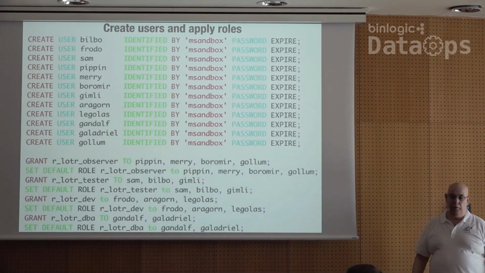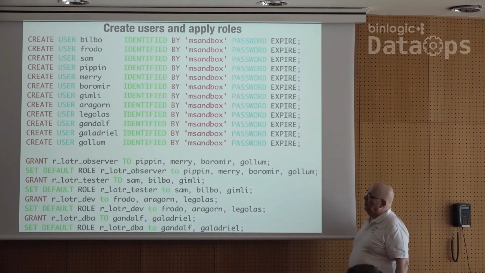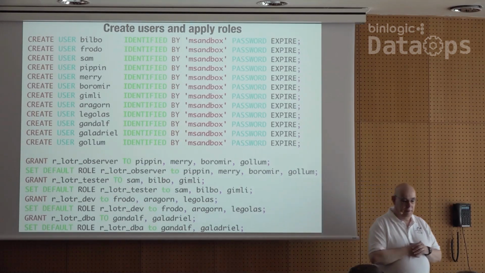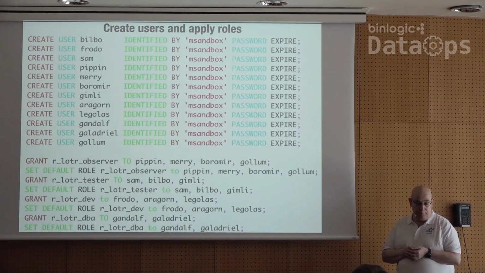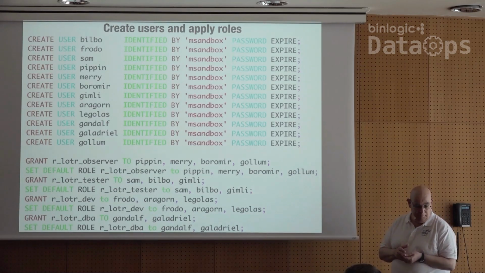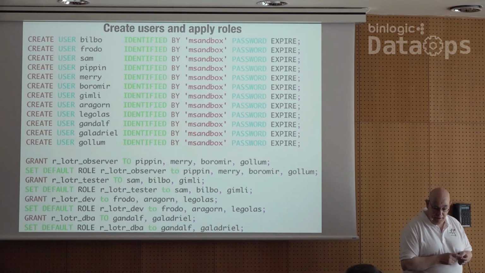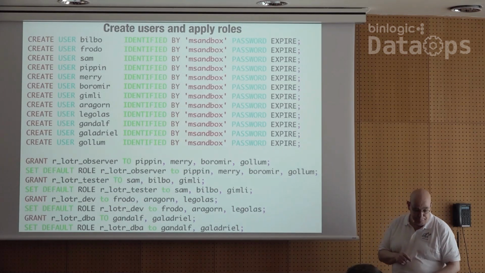And then we make the most beautiful list of users that you can ever see. And you see you have Bilbo, Frodo. If you know the Lord of the Rings, these are your guys. So we have observers that are Pippin, Merry, Boromir, and Gollum. And then we have testers that are Sam, Bilbo, and Gimli. The developers are Frodo, Aragorn, and Legolas. And finally, your DBAs are, of course, Gandalf and Galadriel.